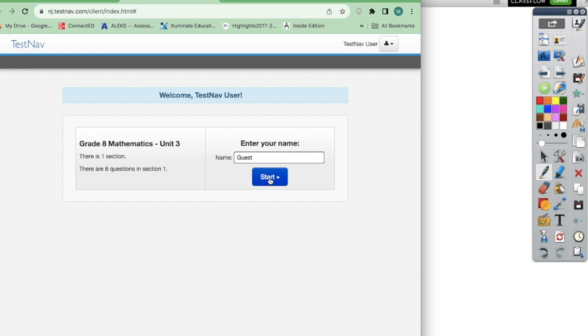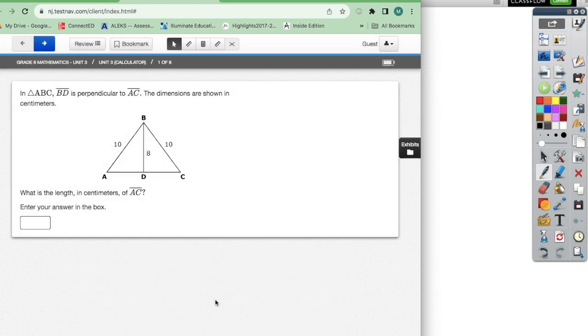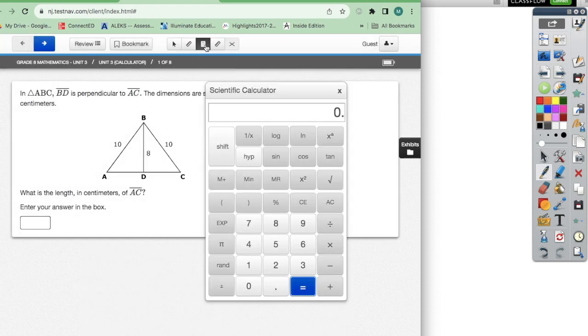Obviously, that'll be on paper, not on a screen, but this will be similar. This is the kind of questions that you will see. You'll see that it allows you to use a calculator. So when we do that, we click on the calculator button.